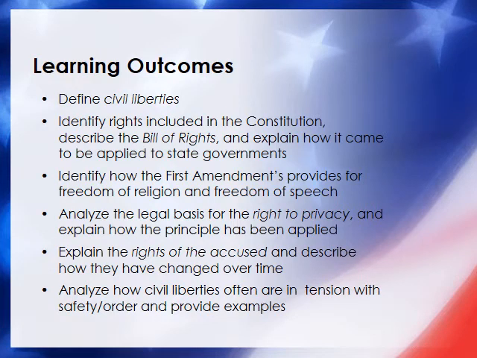Okay, here are learning outcomes for the week. We'll define civil liberties, we'll identify rights included in the Constitution, describe the Bill of Rights, and explain how it came to be applied to state governments. We'll identify how the First Amendment provides for freedom of religion and freedom of speech. We'll analyze the legal basis for the right to privacy and explain how the principles have been applied. We'll explain the rights of the accused and describe how they've changed over time. And we'll analyze how civil liberties are often in tension with safety and order and provide examples.